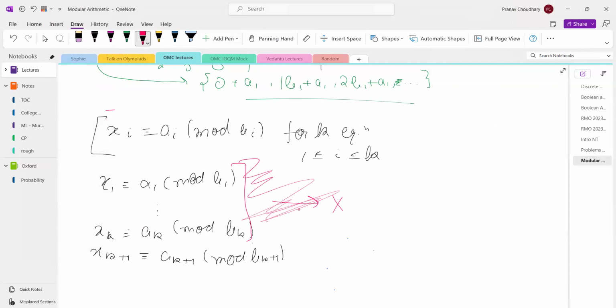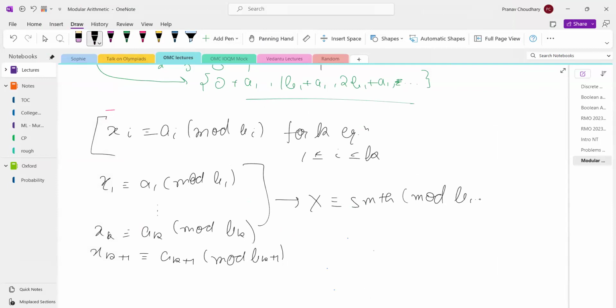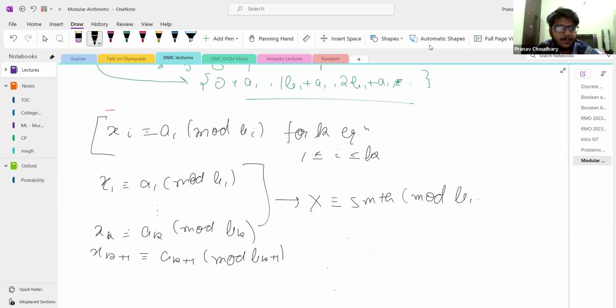With the k equations, you get one solution. Let's call it x. Let's say x is equal to something mod n. Then with the k plus 1 term, you combine that solution with the solution you had of x using what we already know. But there is one flaw with that. I'll tell you why.